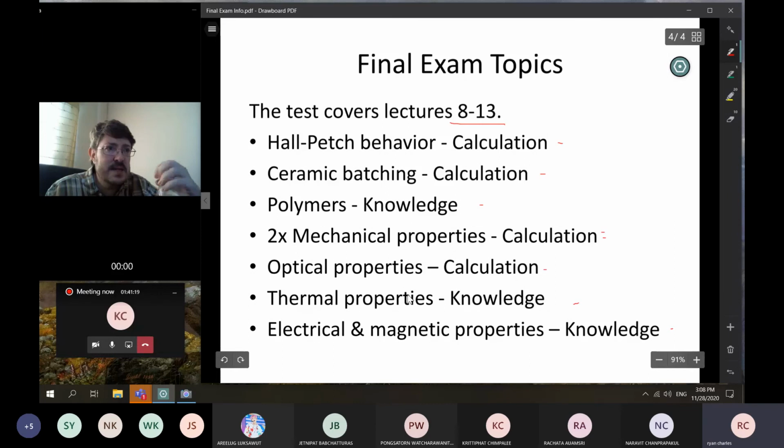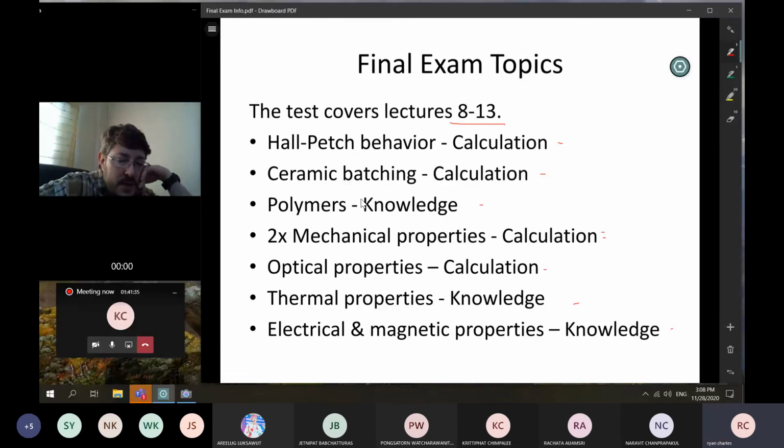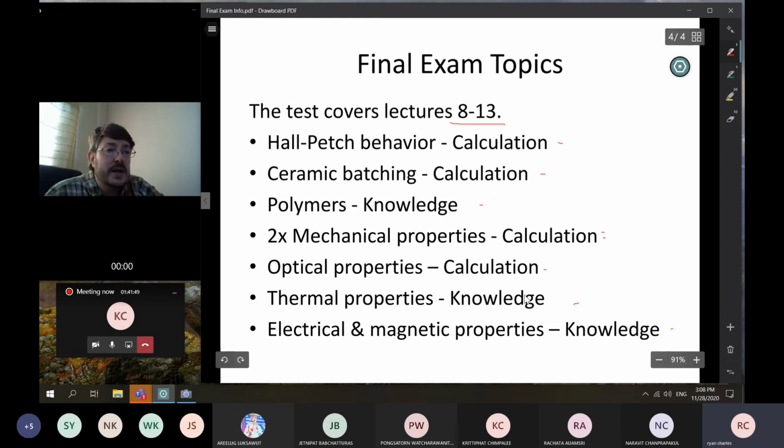So if you don't see it here, then you don't have to study it. You don't have to study material selection. That's not necessary. But something like polymers knowledge, that could be anything in the lecture. That could be any of the knowledge in that lecture you might have to recall. So it's not necessarily simple. You might have to know quite a few things. But the calculations are perhaps things you've already seen.